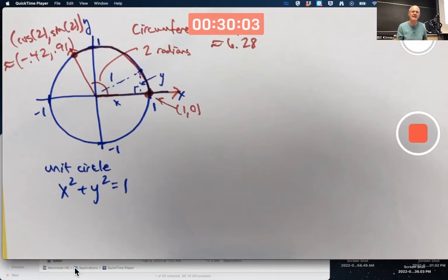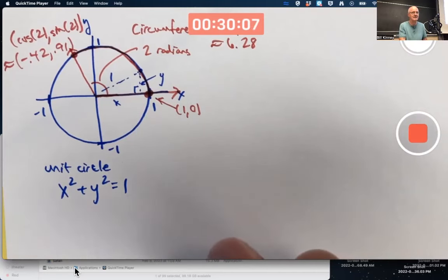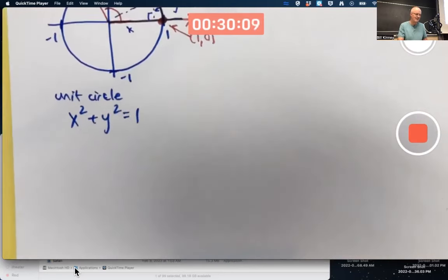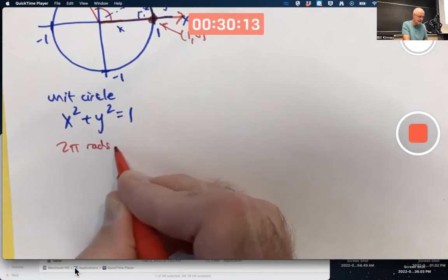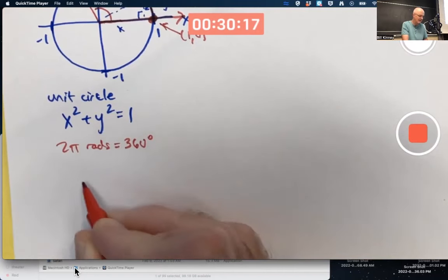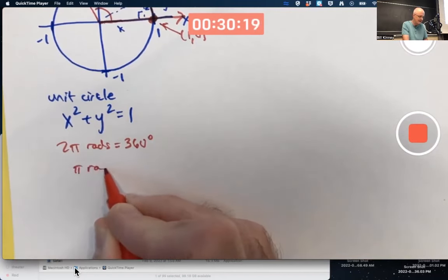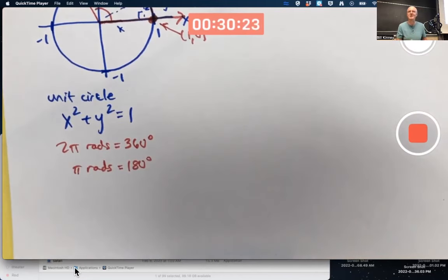How do you figure out what it is in degrees? It should be somewhere between 90 and 180 degrees. The key thing is that 2 pi radians equals 360 degrees. Divide both sides by 2. That says pi radians is 180 degrees. And that fact allows you to write down a conversion factor.